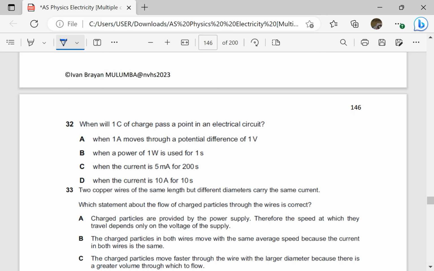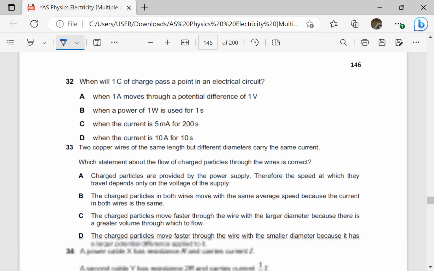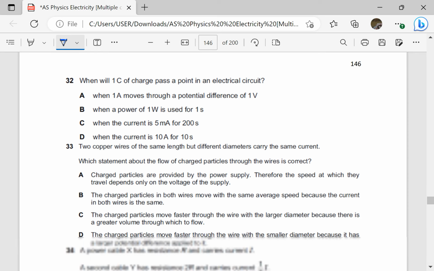When will one coulomb of charge pass a point in an electric circuit? Remember, charge is equal to current times time. So let's check. 1 ampere moves through a potential difference of 1 volt. Current and PD does not give us 1 coulomb.